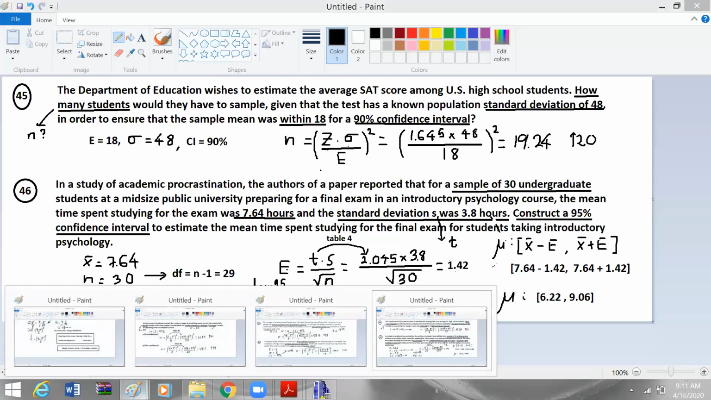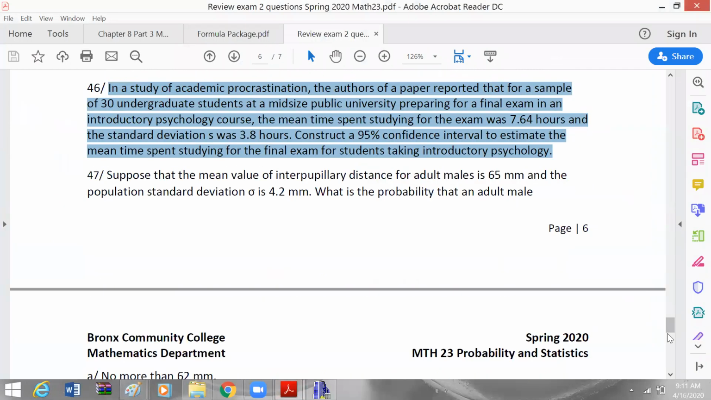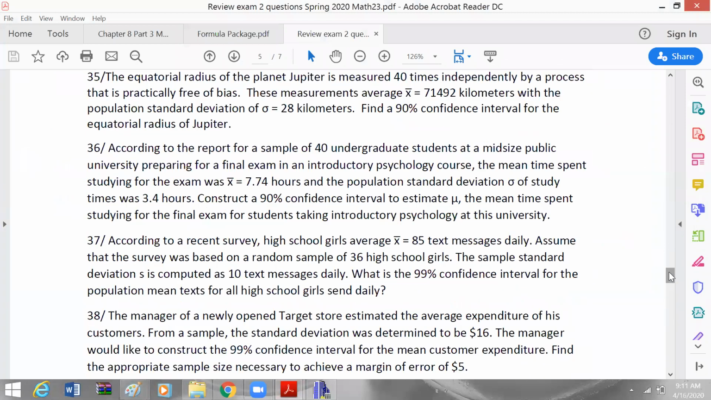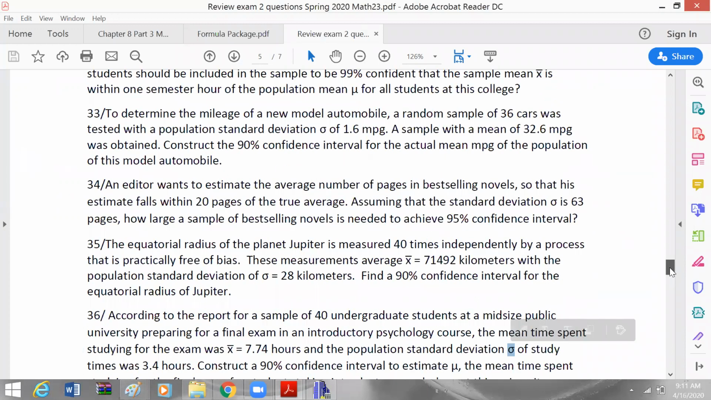Now let's go to another question when it comes to the Z. When do we have to deal with the Z? It's very straightforward. If the question gives us sigma, then we have to deal with the Z score. Whenever it gives us the S, then we have to deal with the T. Similarly, when the question gives us the standard deviation, sigma equals 28, and asks us to look for a 90% confidence interval, we have to look for the E equal to the Z times sigma over radical N. It's always like that.